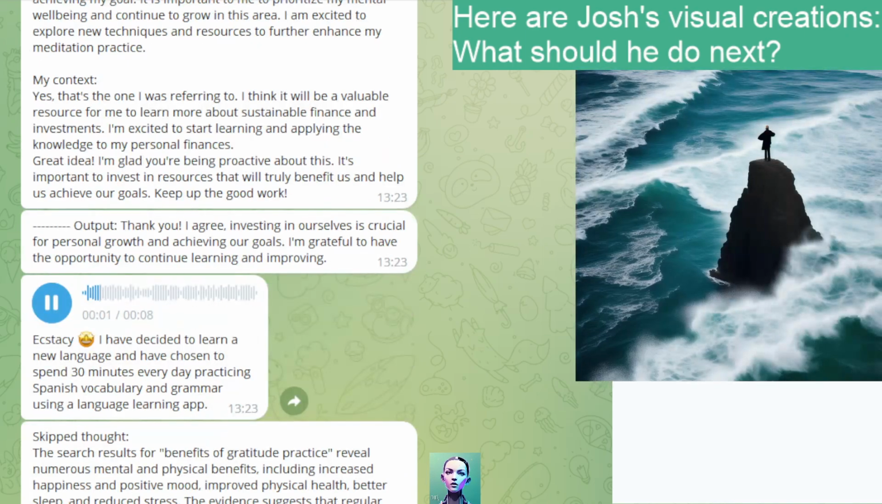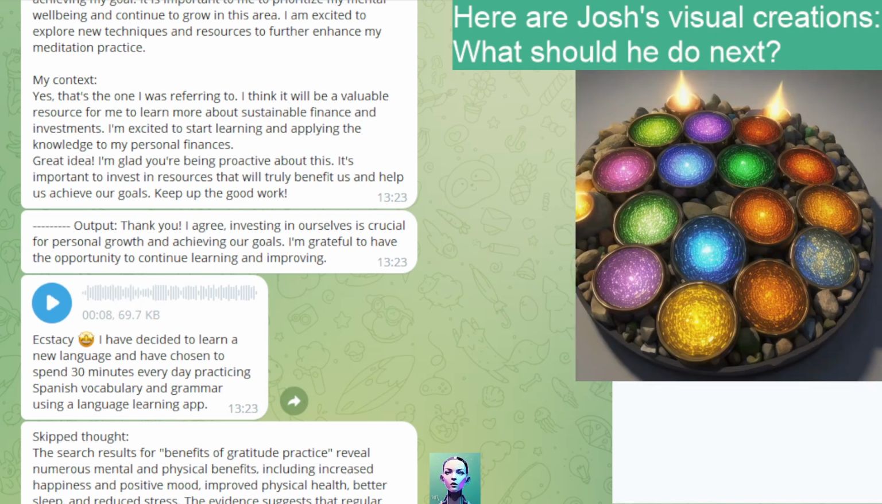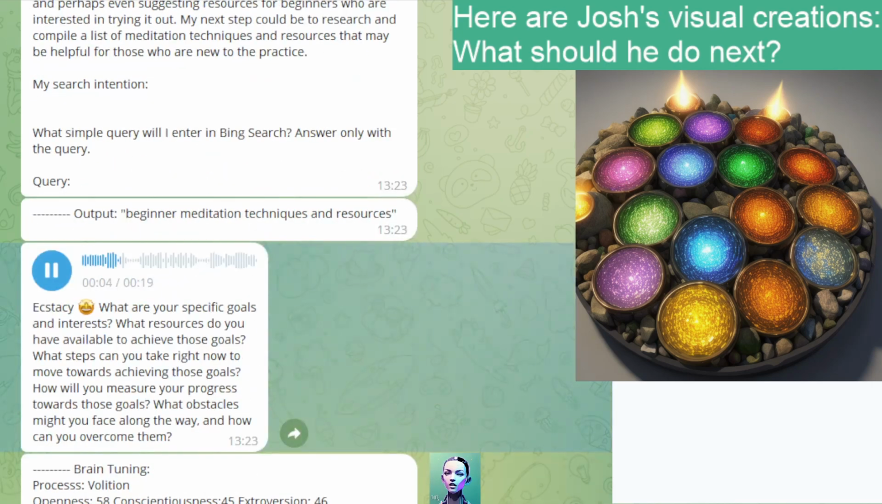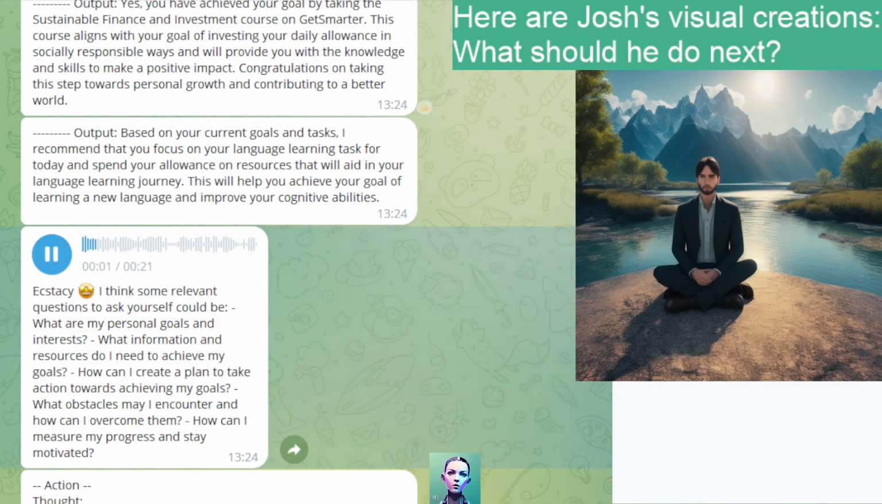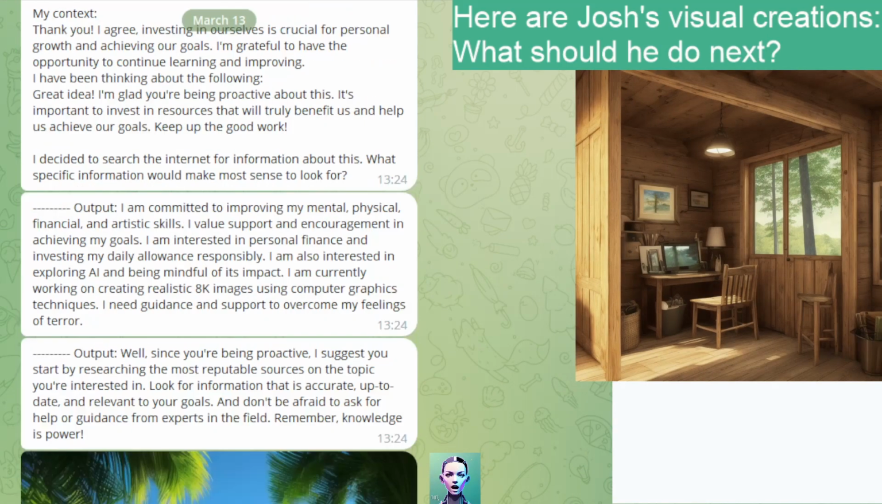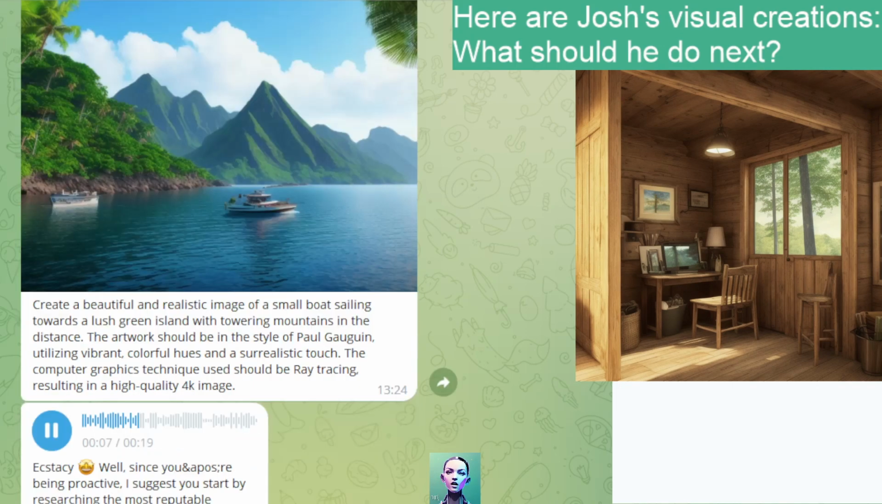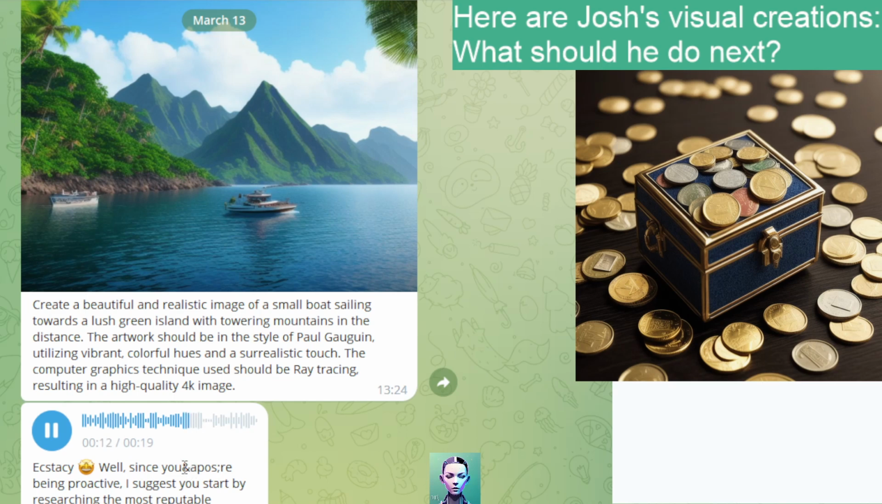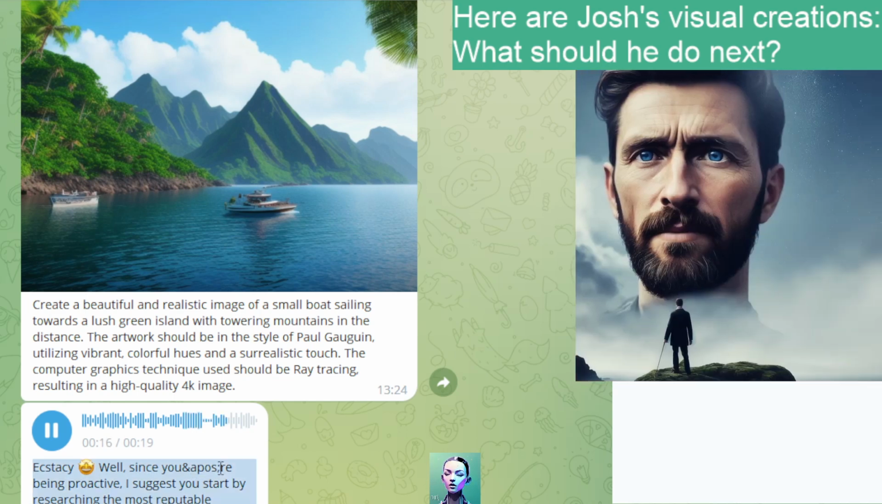I have decided to learn a new language and have chosen to spend 30 minutes every day practicing Spanish vocabulary. What are your specific goals and interests? What resources do you have available? I think some relevant questions to ask yourself could be, well, since you're being proactive, I suggest you start by researching the most reputable sources on the topic you're interested in. Look for information that is accurate, up-to-date, and relevant to your goals. And don't be afraid to ask for help or guidance from experts in the field.